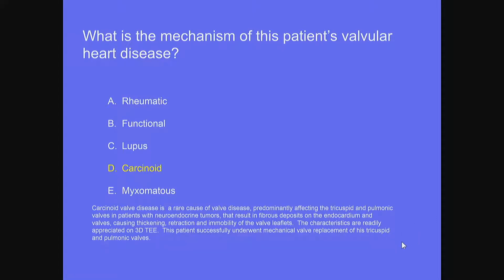Carcinoid valve disease is a rare cause of valve disease, predominantly affecting the tricuspid and pulmonic valves in patients with neuroendocrine tumors that result in fibrous deposits on the endocardium and valves, causing thickening, retraction, and immobility of the valve leaflets. The characteristics are readily appreciated on 3D TEE. This patient successfully underwent mechanical valve replacement of both his tricuspid and pulmonic valves.